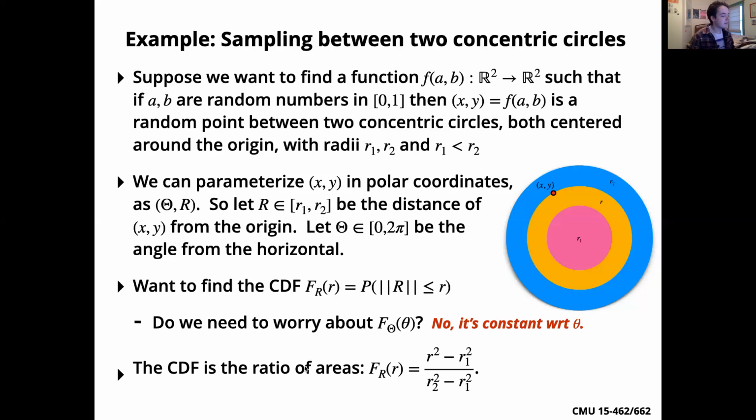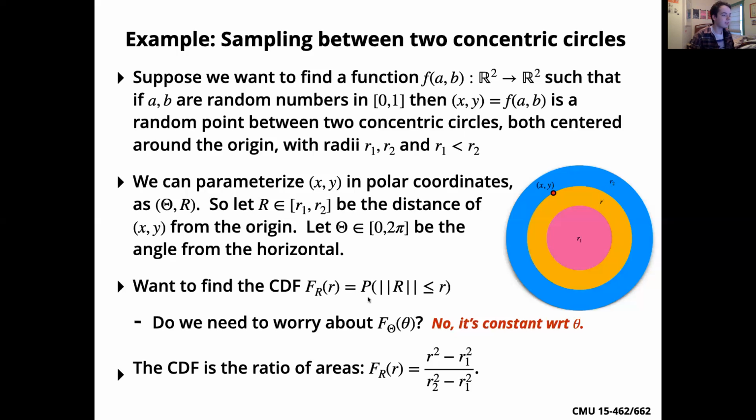So in this case, the CDF is just the ratio of the areas. All we're doing here is comparing the areas of this orange circle with the circle in between R1 and R2. So we have this larger torus that's spanned by the orange and blue regions, and then we have the smaller one that's spanned just by the orange region. So we're taking the ratio of the area of the orange region over the area of the orange and blue regions.